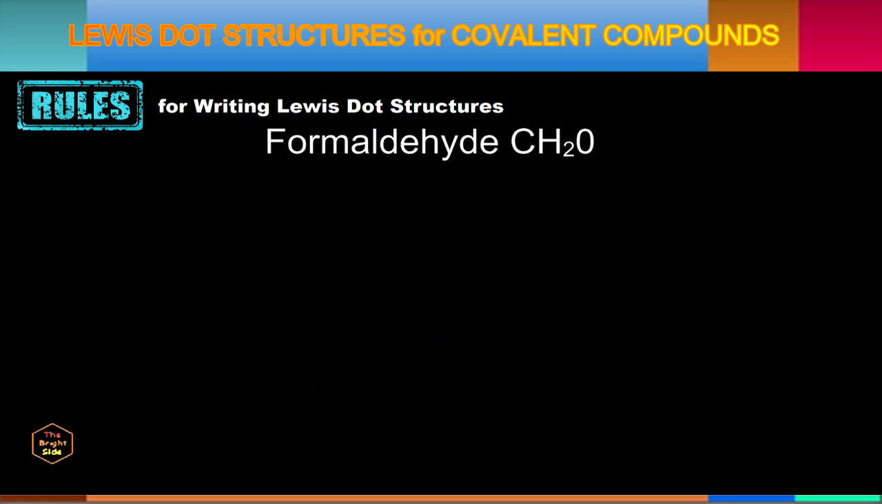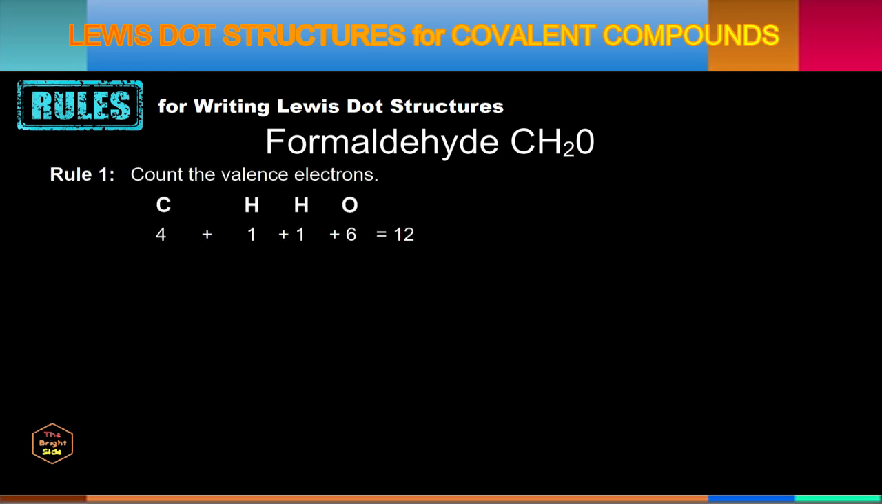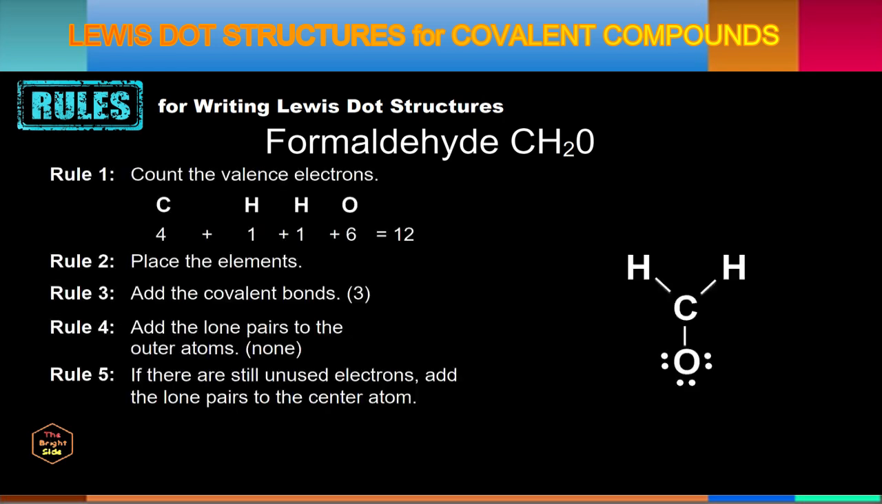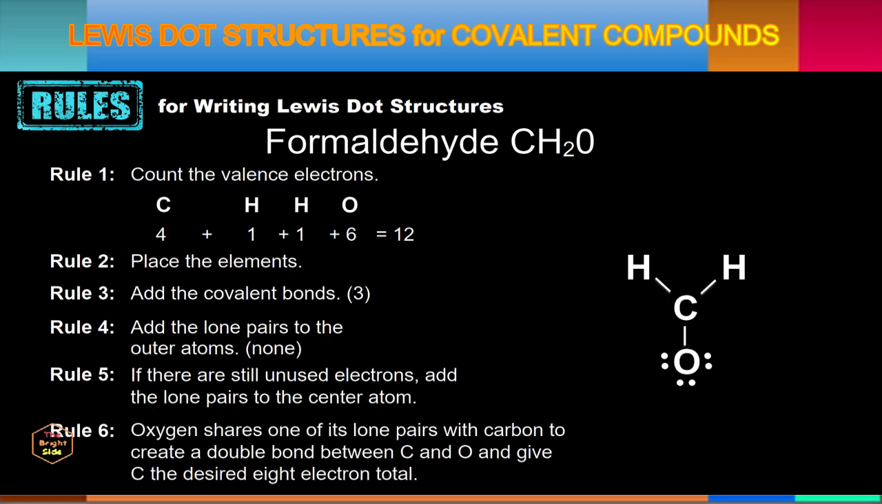Finally, we'll look at formaldehyde. We'll start, as always, by applying the first 5 rules. Finally, we'll apply Rule 6. Oxygen shares one of its lone pairs with carbon. This creates a double bond between carbon and oxygen, and gives carbon the needed 8 electron total. This is the Lewis dot structure for formaldehyde.